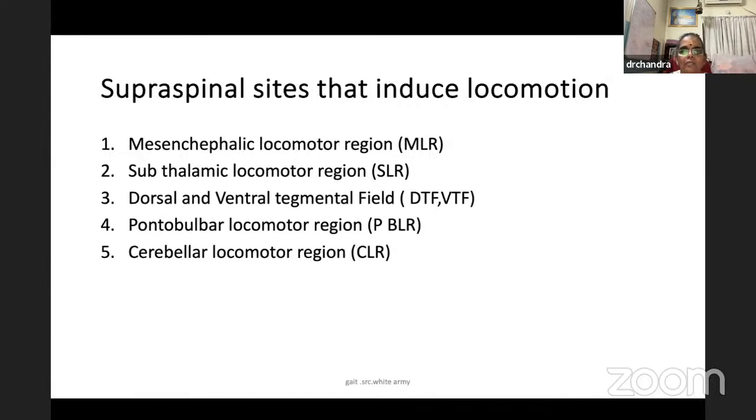And the centers which induce locomotion in the supraspinal region are mesencephalic, that's the midbrain locomotor center, which I was telling. Then you have got a subthalamic locomotor center, and we have got a dorsal and ventral tegmental field, and we have got a ponto-bulbar locomotor region and cerebellar locomotor regions. So in the ventral horn, alpha, gamma, and Renshaw, and there dorsal reticulospinal, ventral reticulospinal, FRA, and LFRA. And above that, we have got the mesencephalic center, subthalamic center, ventral tegmental field, ponto-bulbar locomotor region, and cerebellar locomotor region.